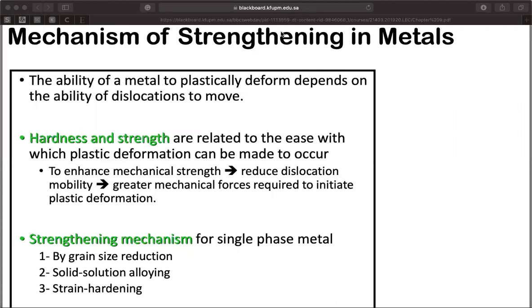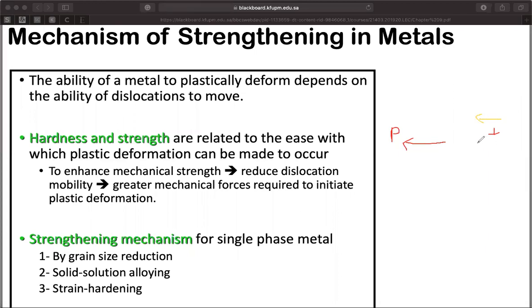Now, as a reminder, we say that plastic deformation will be initiated if the dislocation is able to slip.